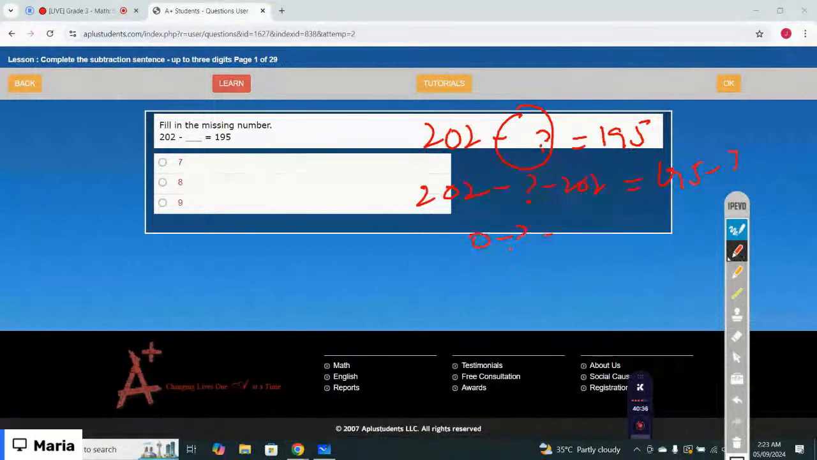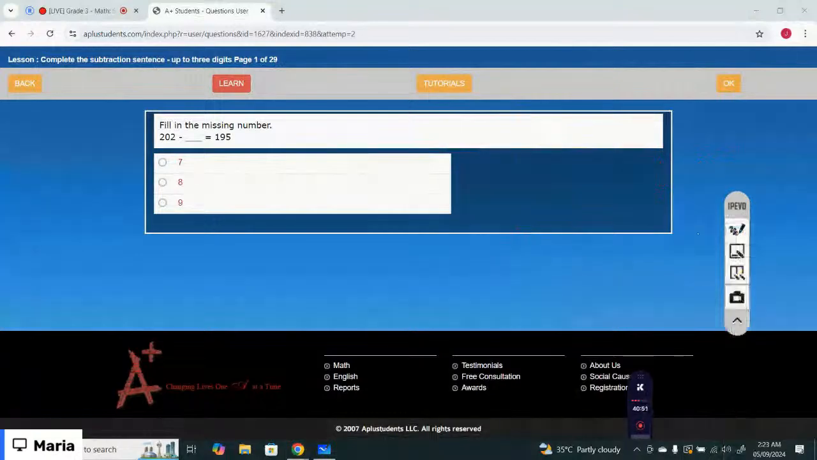0 minus the missing number is 195, minus 7 is 9. So that means the missing number is 9. The correct option is 9. Right? Option number 2 is the correct option. That is 9. Sorry, 3 is the correct option.